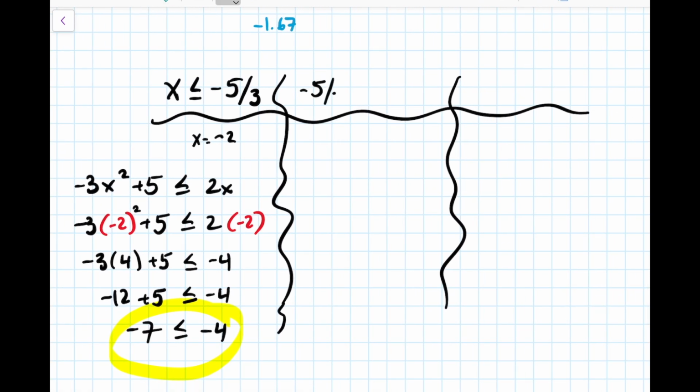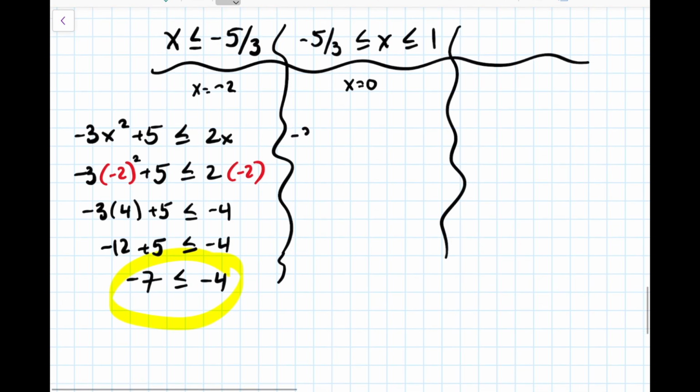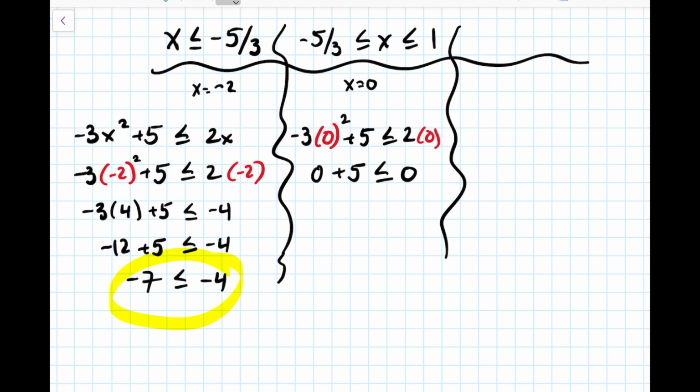So that's the in-between one, when negative 5/3 is less than or equal to x, which is less than or equal to 1. I picked 0 for that, and so that's going to be a lot easier to plug in. If we put 0 in for both of those x's, you can already see this is probably not going to work out super nicely. So negative 3 times 0 squared is just 0. So we've got 0 plus 5 is less than or equal to 0, which is 5 is less than or equal to 0. And we know that's not true. So this one is out.